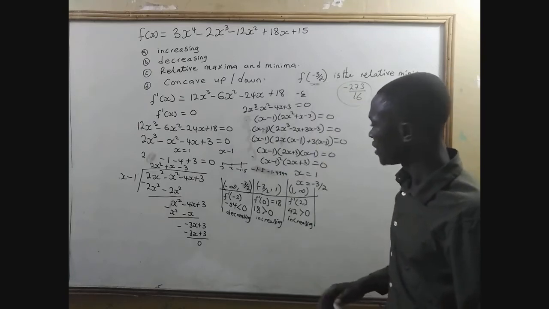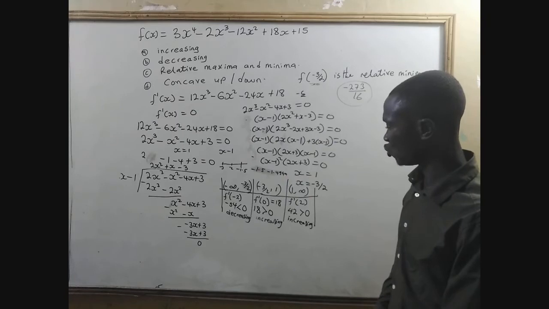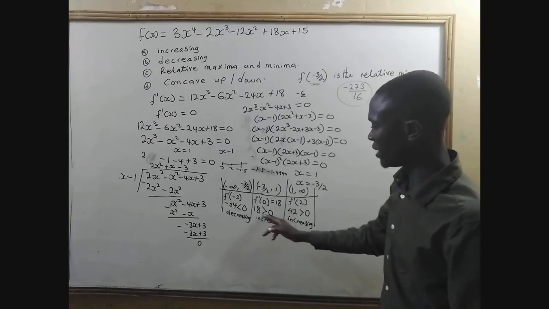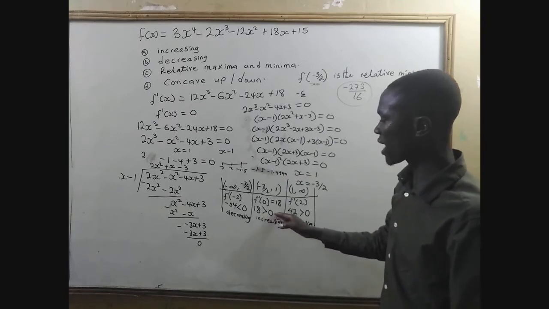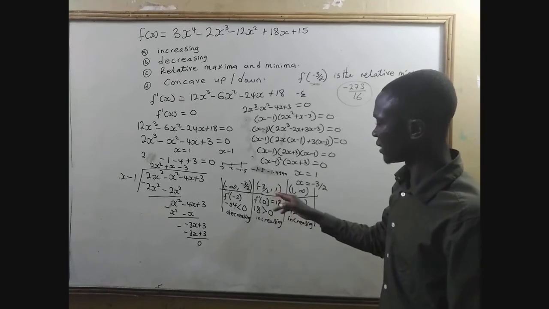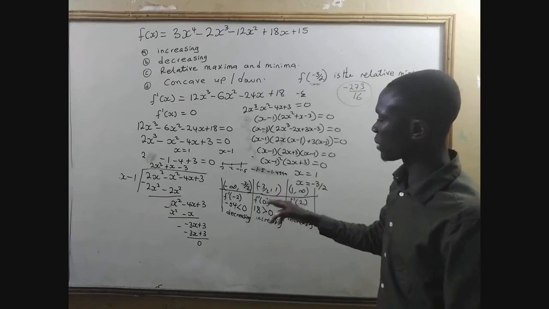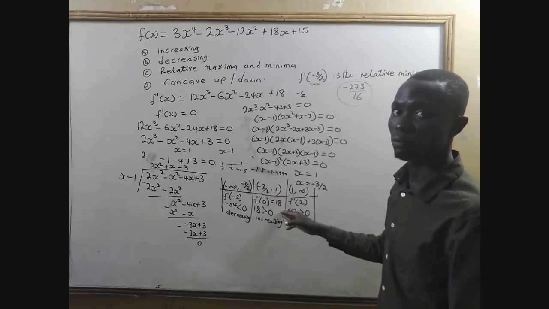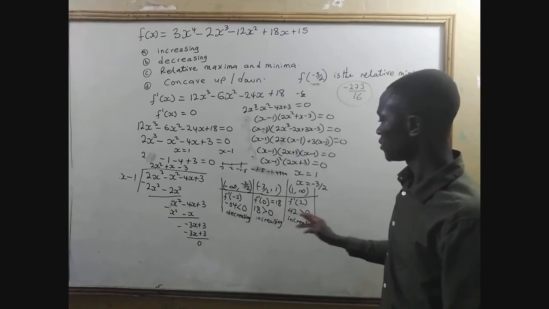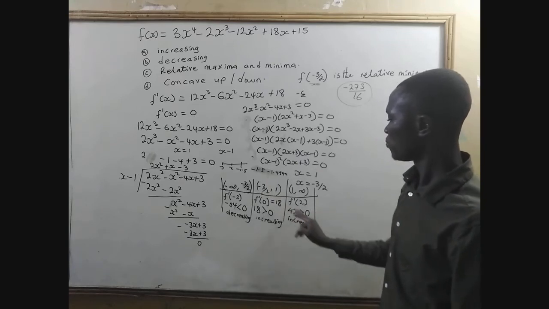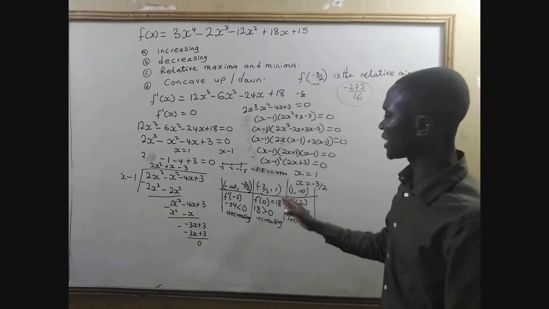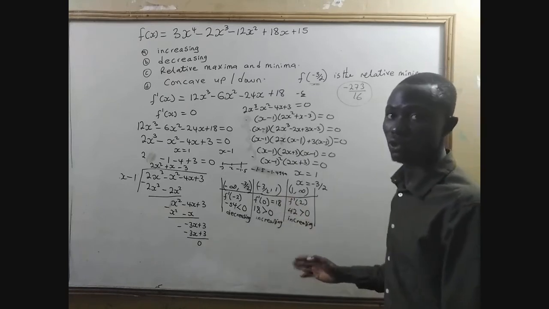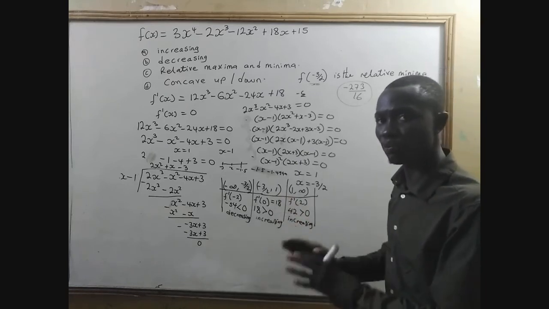Now, do we have a relative maxima? No. The relative maxima is the point where f prime of x changes from positive to negative. So here is positive, positive. So the function does not change from positive to negative. So we are not going to get any relative maximum.